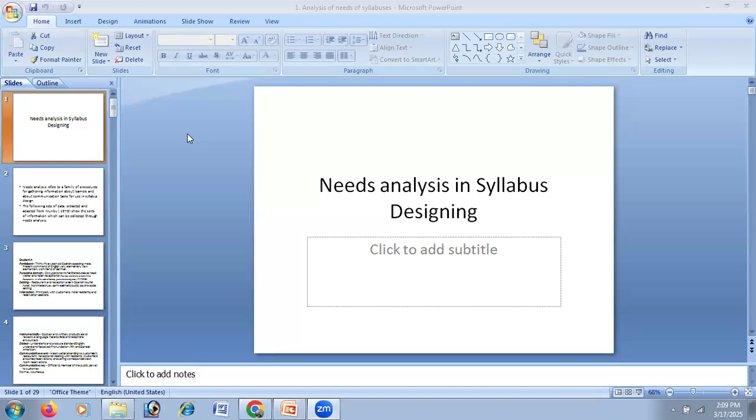Naturally, the subject will be taught to students of varied age, various groups, from various nationalities, and from various requirements. So in order to understand the requirements of several groups of learners, it is very important to analyze the needs of the learner before designing a syllabus.